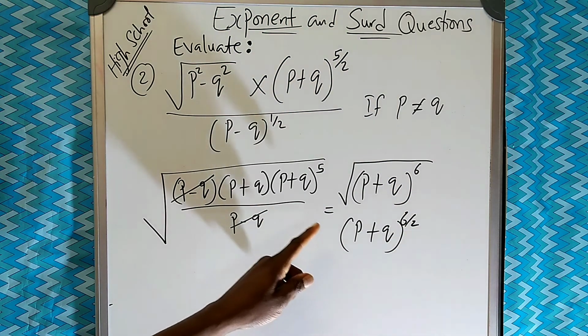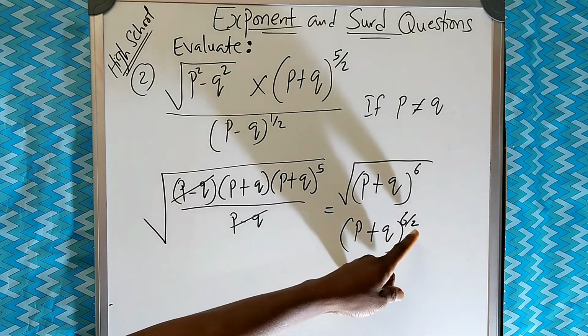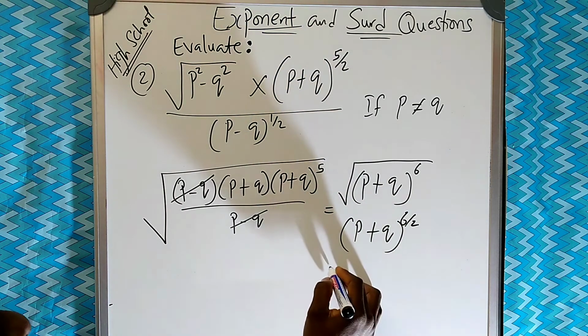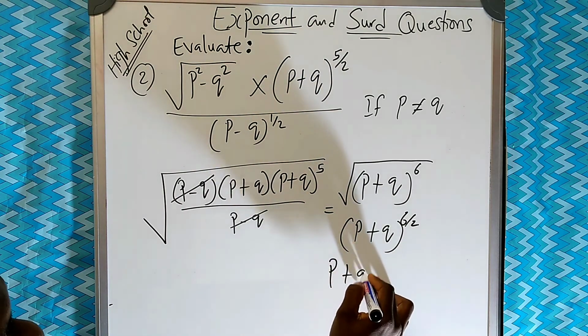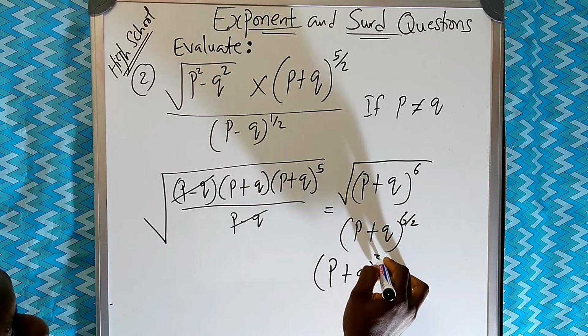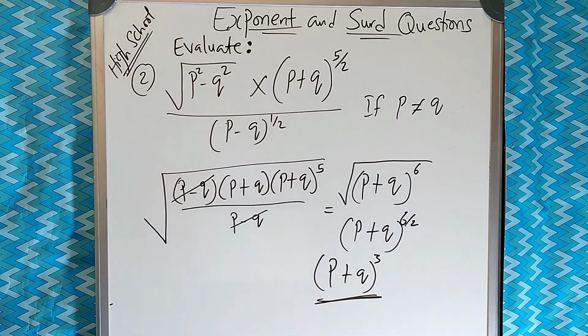Remember the square root is raised to power 1 over 2. So it becomes 6 over 2. And my final answer is going to be p plus q raised to power 3. Final answer, p plus q raised to power 3. Let's check one more question before we post some other questions for our viewers.